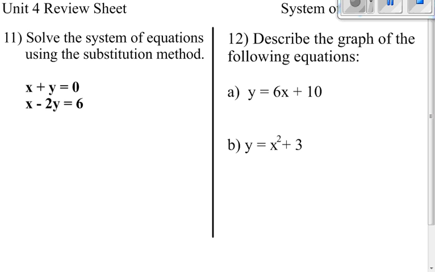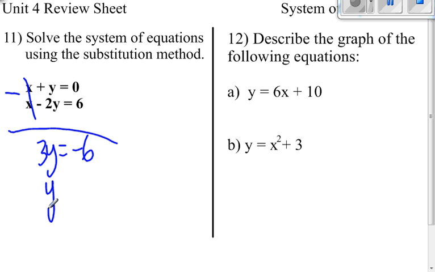So first, elimination. The x's match up, so we're going to minus, cross out. Y minus negative 2y is 3y. 0 minus 6 is negative 6. Y equals negative 2. Plug back in. X minus 2 equals 0. X equals 2. So 2 comma negative 2.